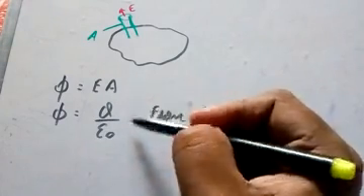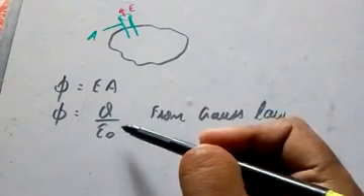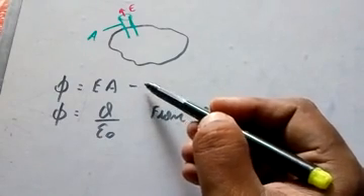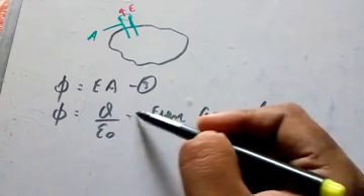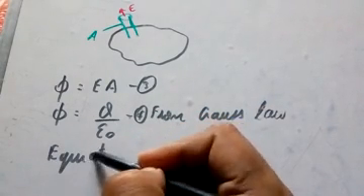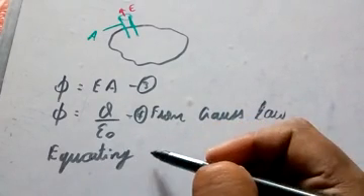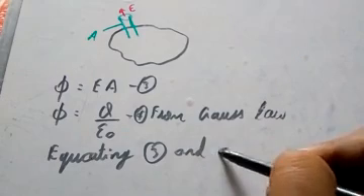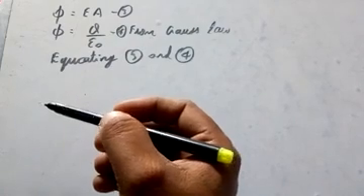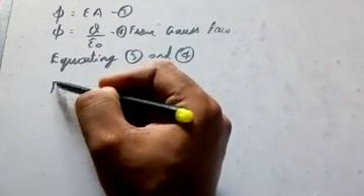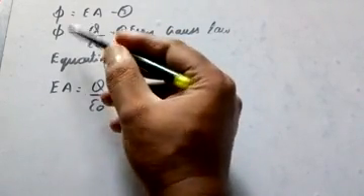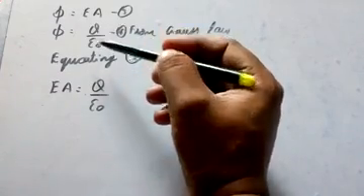Okay. So comparing both the equations, you can just write 3 and 4 itself because we wrote 1 and 2 already. So equating equations 3 and 4, because if the left side is equal, the right side also must be equal. So what we have on the left side is EA, and on the right side we have Q by epsilon naught. We are equating the right sides.